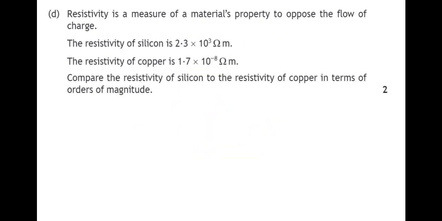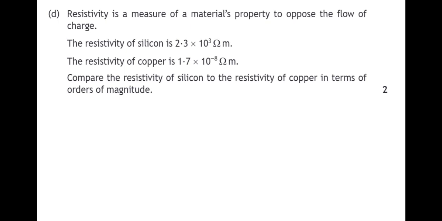D. Resistivity is a measure of a material's property to oppose the flow of charge. The resistivity of silicon is 2.3 times 10 to the power of 3 ohm meters. The resistivity of copper is 1.7 times 10 to the power of minus 8 ohm meters. Compare the resistivity of silicon to the resistivity of copper in terms of orders of magnitude.